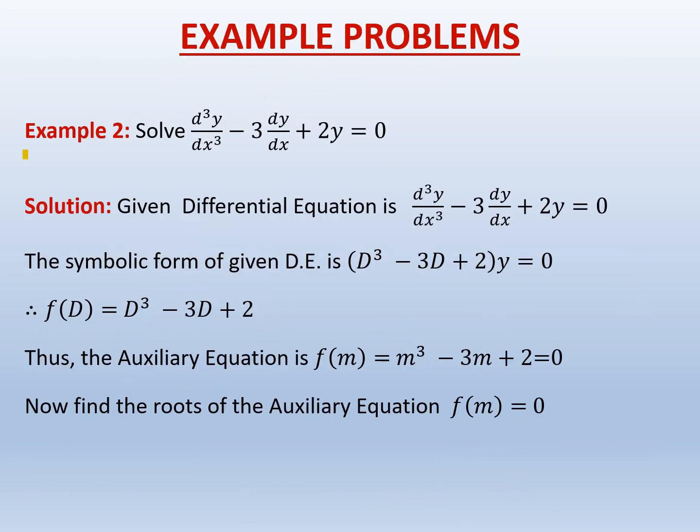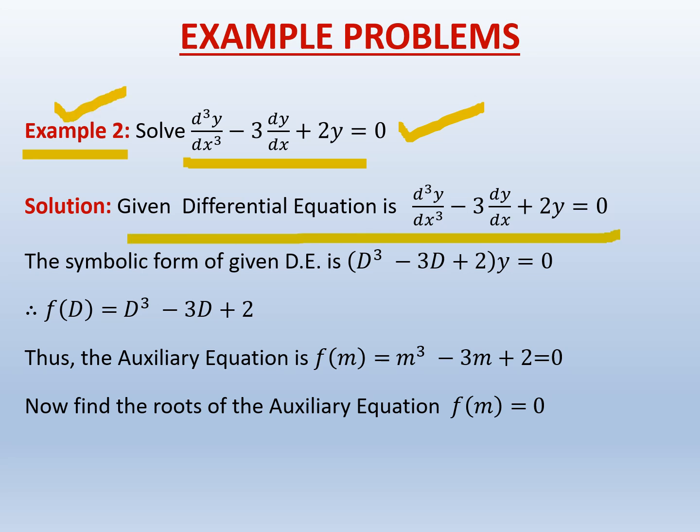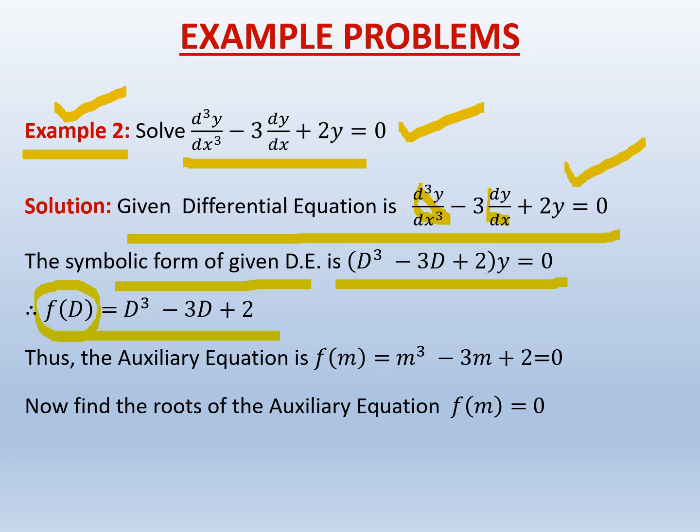Now let's see one more example for case 2. Second example, solve d cube y by dx cube minus 3 times dy by dx plus 2 times y is equal to 0. Now find the general solution of the given differential equation in example 2. To do this, first write the given differential equation. Next write the symbolic form of the given differential equation, which is d cube minus 3 times d plus 2 of y is equal to 0. Therefore, we get f of d is equal to d cube minus 3 times d plus 2. Here in f of d, replace d with m.